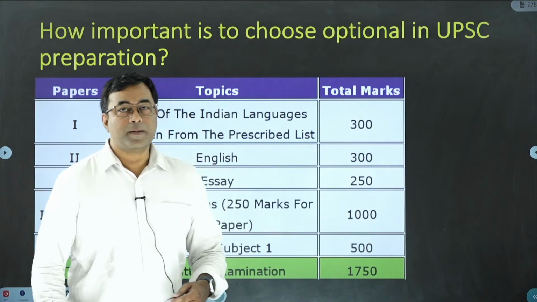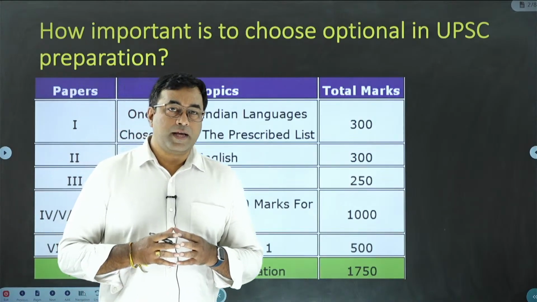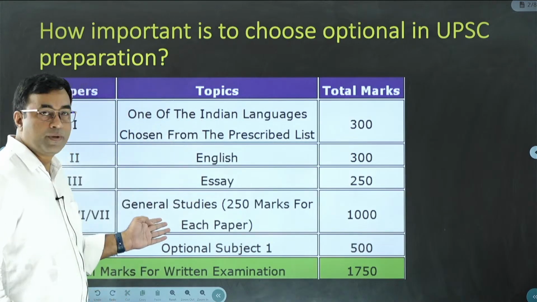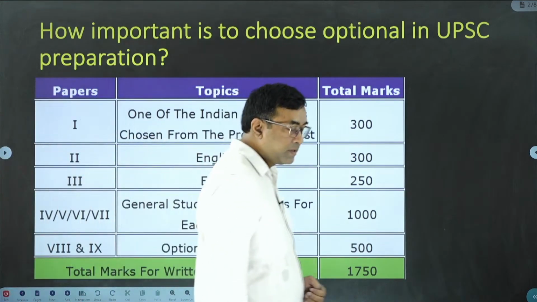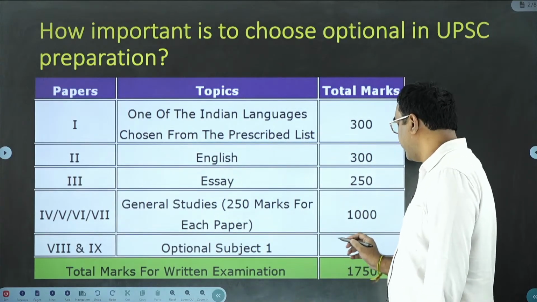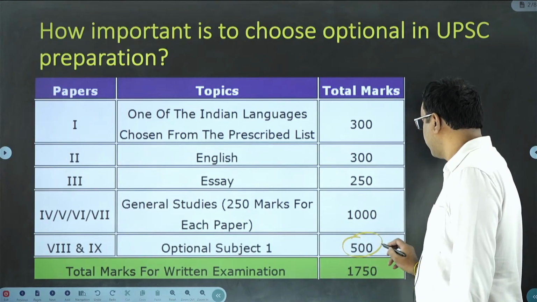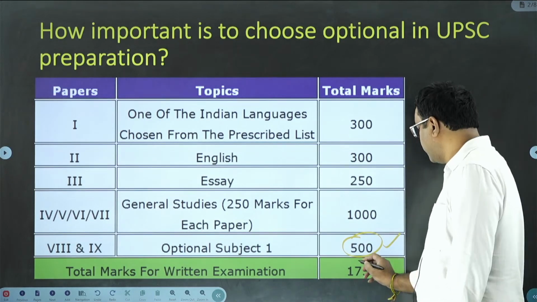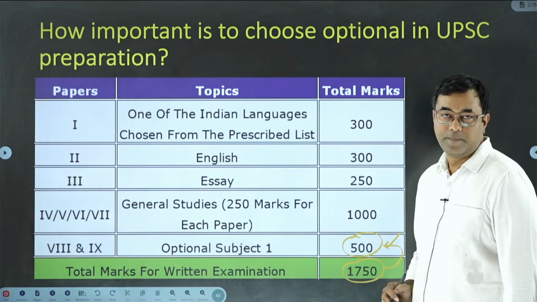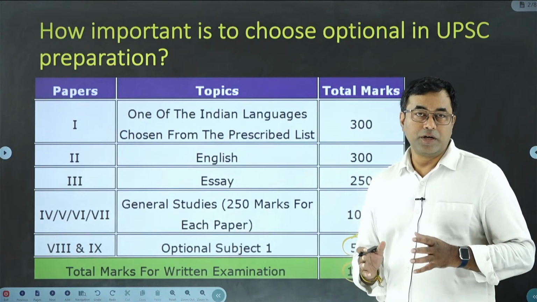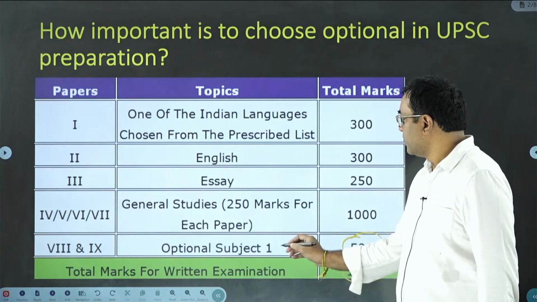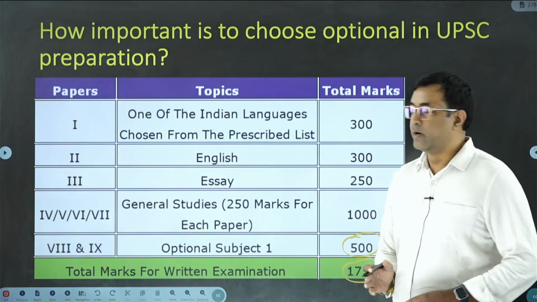If you consider the exam pattern as per the syllabus, these are the various components given by the UPSC. In these components, the weightage of the optional subject is 500 marks out of 1750 marks. So this optional plays a crucial role in clearing the UPSC CSE exam. That is why the selection of optional is very, very important.